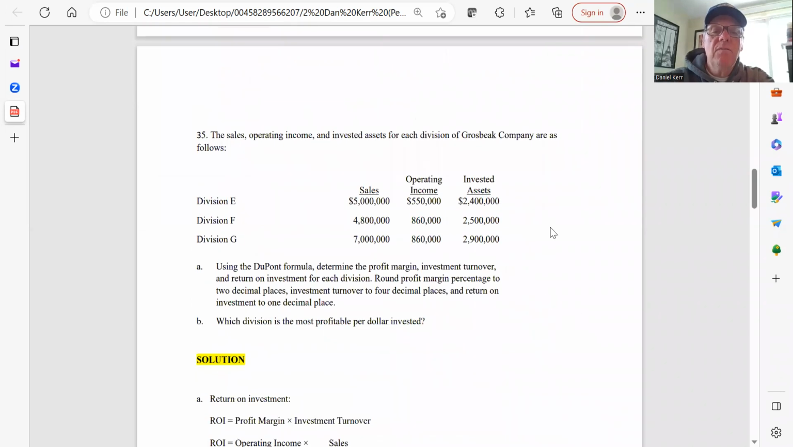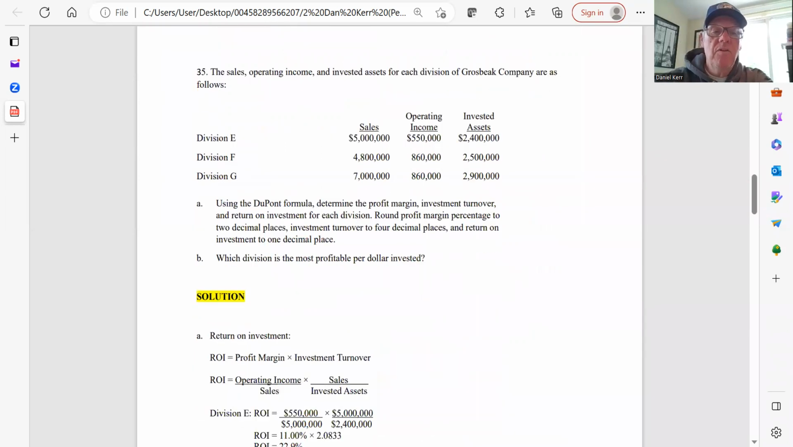Let's take a look at number 35. Number 35, we've got three divisions, and we want to use the DuPont formula here. Remember, the DuPont formula says return on investment is the profit margin multiplied by the investment turnover.